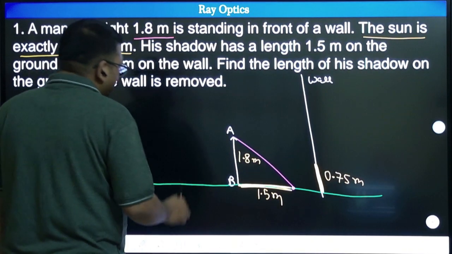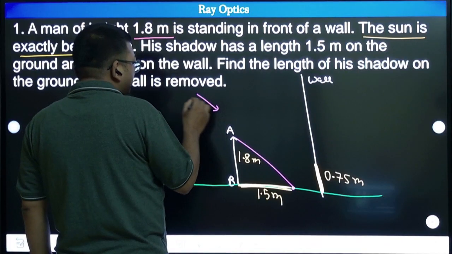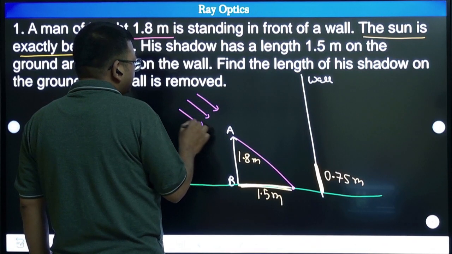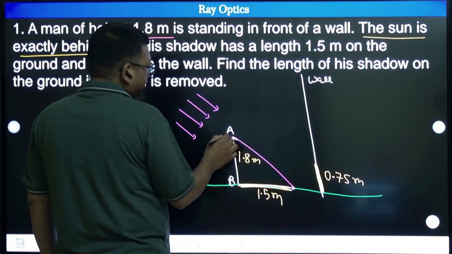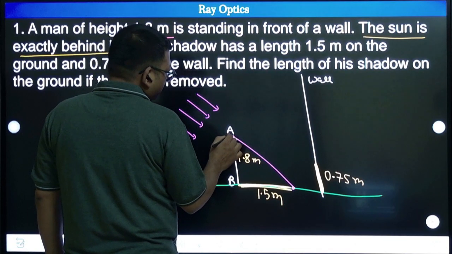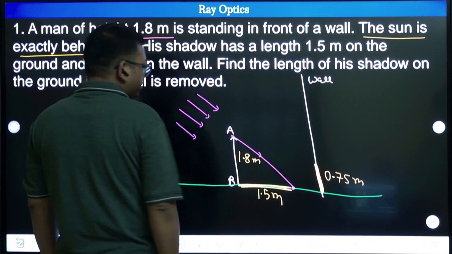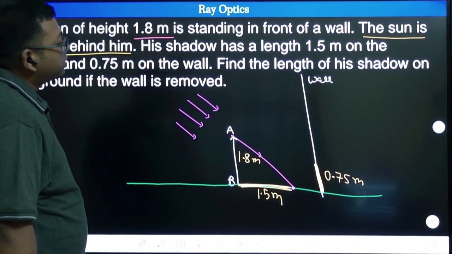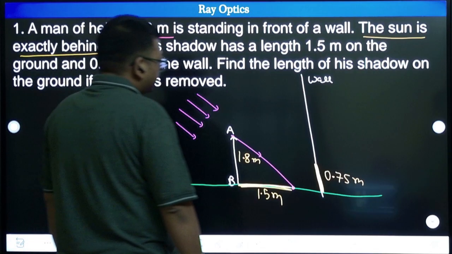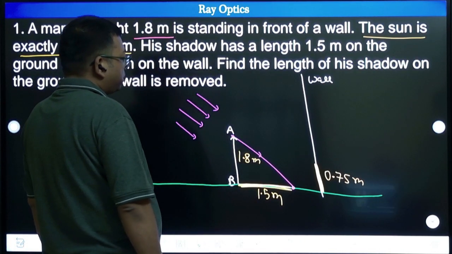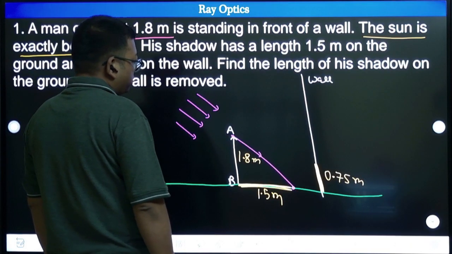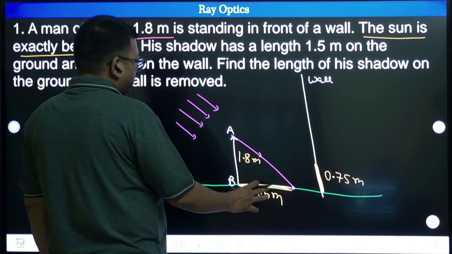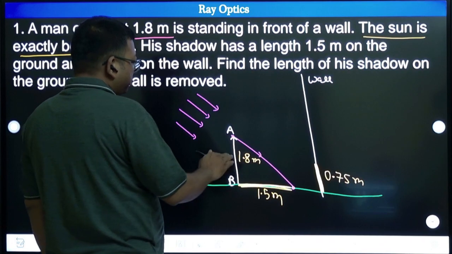The only thing that we can assume is that these parallel rays are coming from the sun, that is what we can think about it. And this is one of the parallel rays. So from here to here it is coming this way. That's what we can think about it. So if we think this way, we can try to explain this.